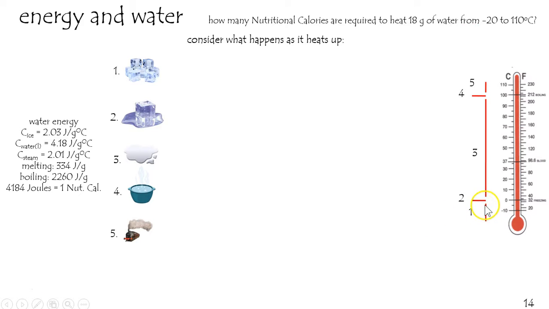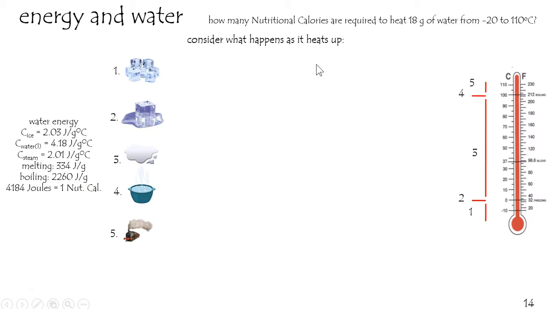1, bring it up to its melting point. 2, melt it. 3, bring it up to its boiling point. 4, boil it. And 5, bring it beyond its boiling point. When we have to change the temperature, let's use the appropriate specific heat: ice, water, or steam. That's liquid water there. When we have to change phases, here it is to melt it, here it is to boil it per gram. And don't forget, we have 18 grams.